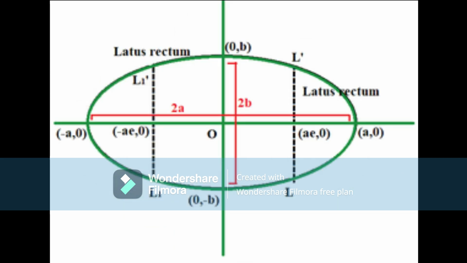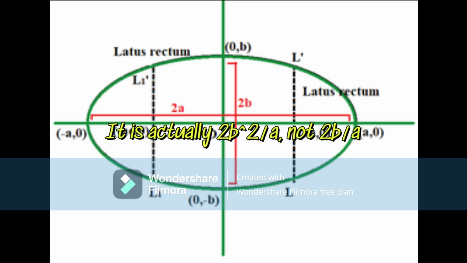Now we will look at one more property, or one more feature of an ellipse, which is called the latus rectum of the ellipse. The latus rectum has a very simple definition: it is the two lines on that ellipse about which the ellipse is entirely symmetrical. One special thing about the latus rectum is that it is perpendicular to the major axis and passes through both the foci. And the length of the latus rectum will be twice the semi-minor axis squared upon the semi-major axis.